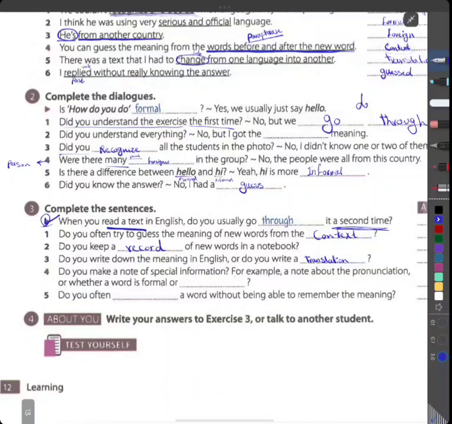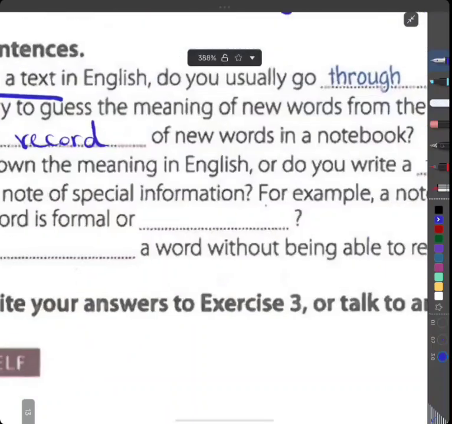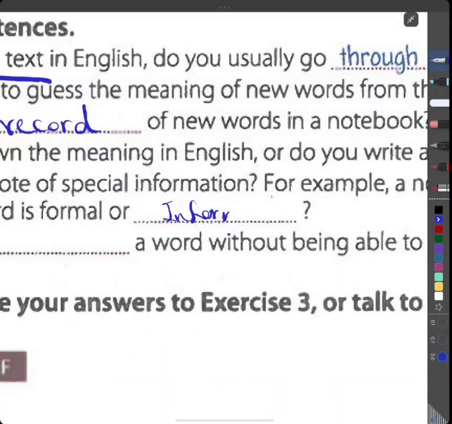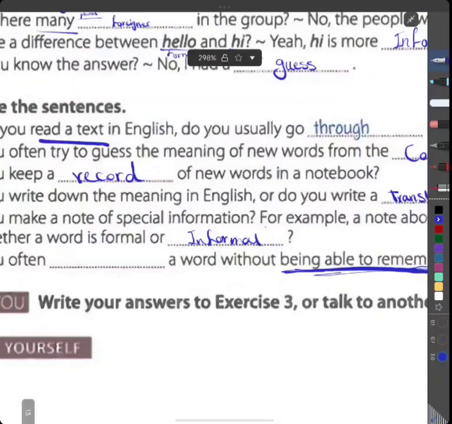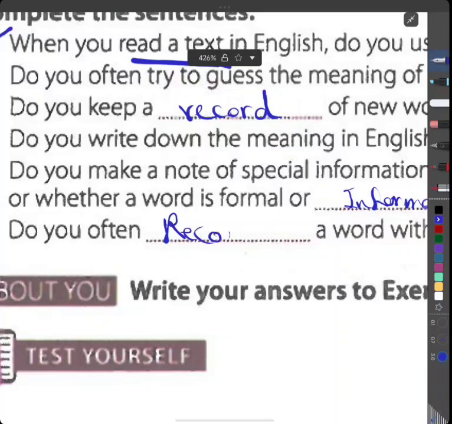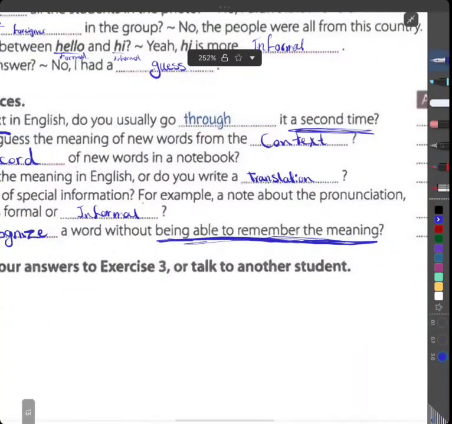Do you make a note of special information, for example, a note about the pronunciation or whether a word is formal or informal? Do you often recognize a word without being able to remember the meaning?